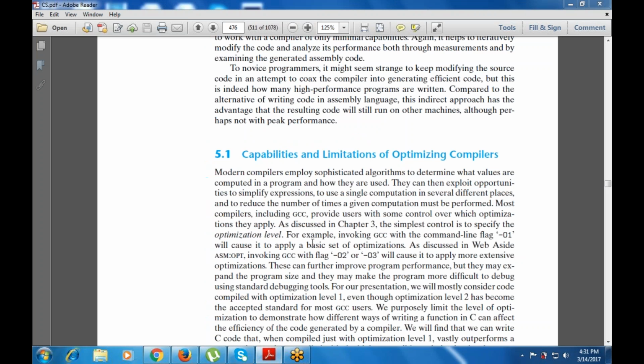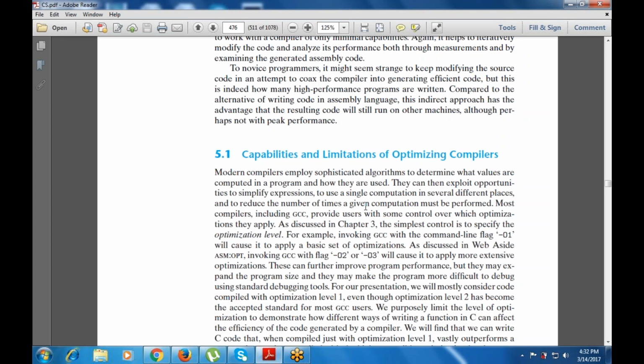Now let's see what is the role of the compiler. The compiler performs algorithms to determine what values are computed at what time in a program and how they are used. They can then exploit opportunities to simplify expressions, to use a single computation in several different places, and to reduce the number of times a given computation must be performed. Most compilers, including GCC, also provide the user with some control over which optimizations may apply. The simplest control is to specify the optimization level. What are the various optimization levels that GCC involves? It includes flags with a set of optimizations.